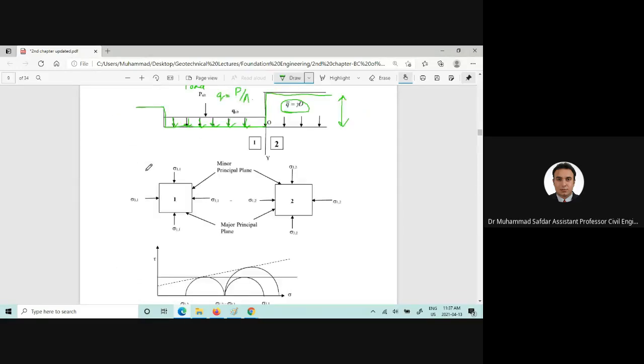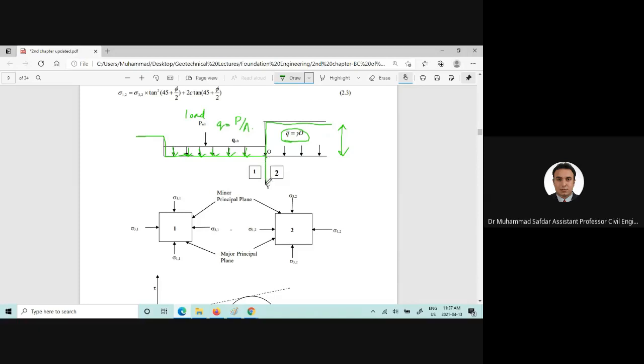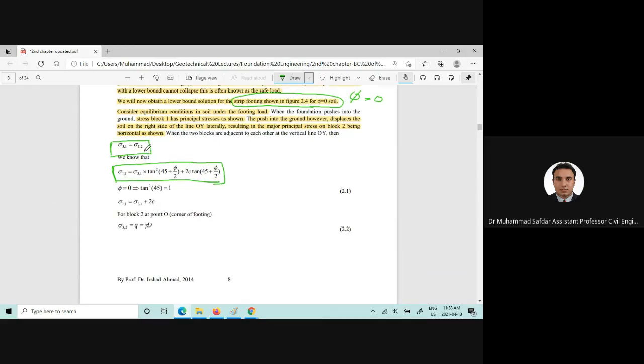How? For example, this is the line here. Now at this point, if you are taking two elements, element 1 and element 2, and if we make it a bit bigger to understand the stress conditions, this is sigma 1, I would call that sigma 11, and sigma 31. Now that is equal to sigma 12, and from there the derivation started that sigma 11 is equal to sigma 3 times tan square of (45 plus phi by 2) plus 2c tan(45 plus phi by 2).